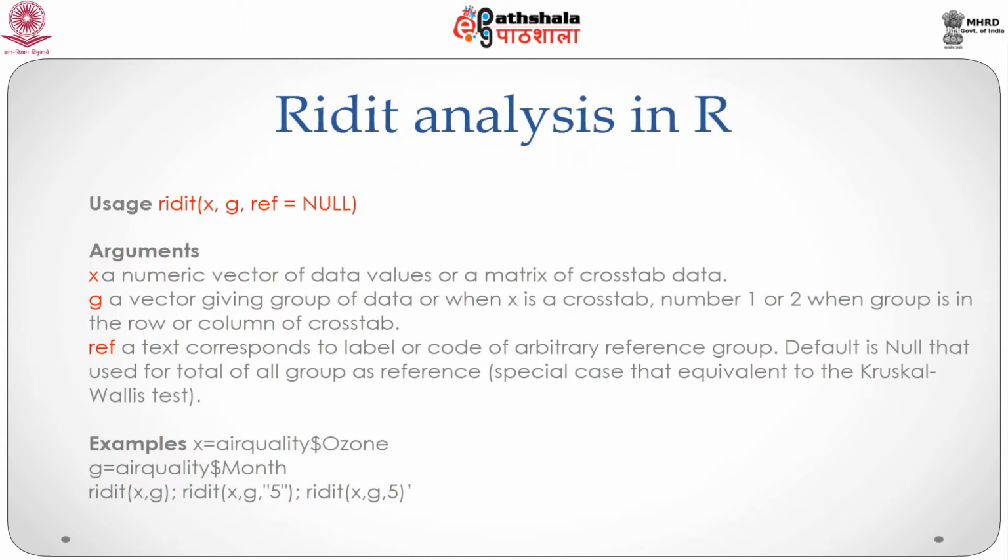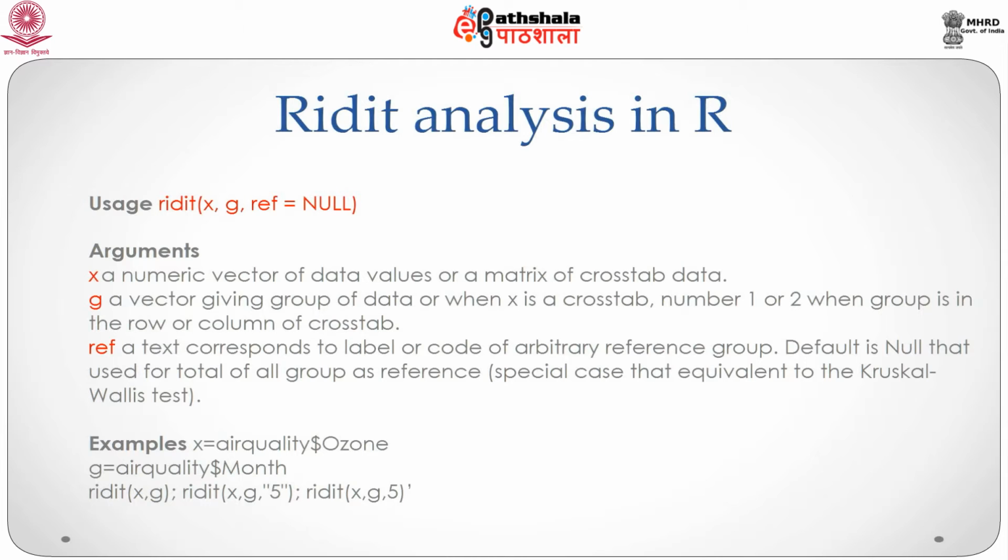This can be done by using the ridit function from the ridit library of R. The usage of the ridit function is highlighted on this slide. So, the usage is ridit(x, g) with an optional reference argument, where x is a numeric vector of data values or a matrix of crosstab data, g is a vector giving group of data, or when x is a crosstab, number 1 or 2 when group is in the row or column of crosstab, and reference is an optional argument which denotes the code or the label of the arbitrary reference group.